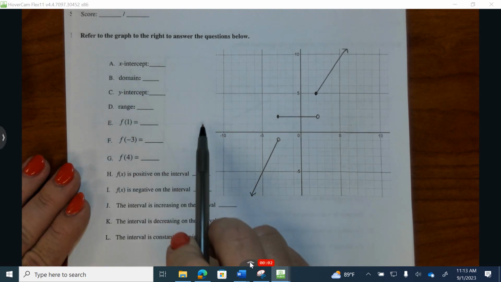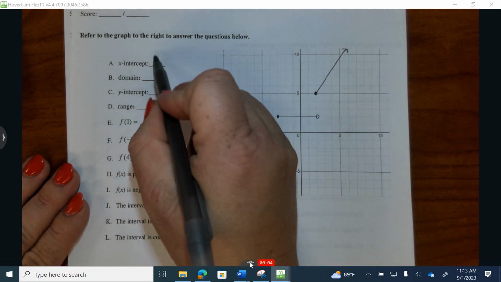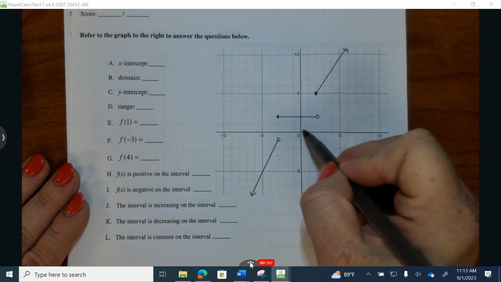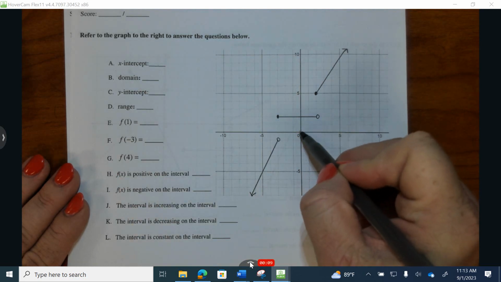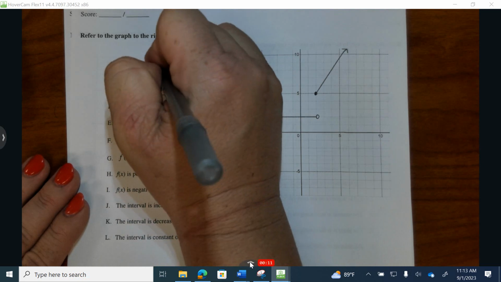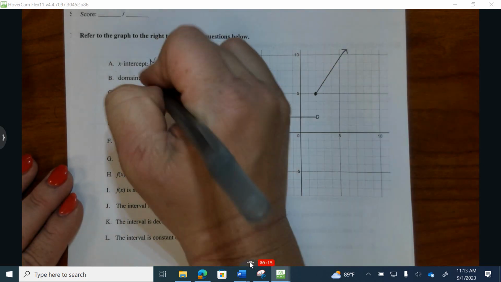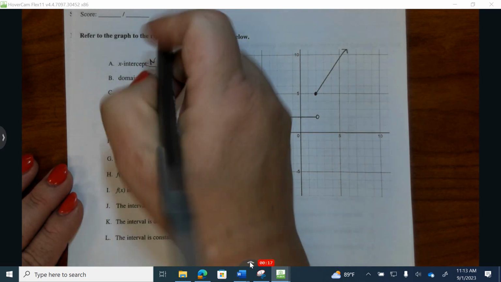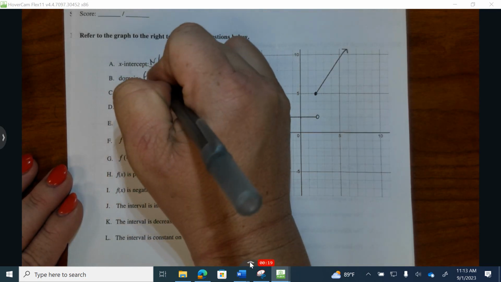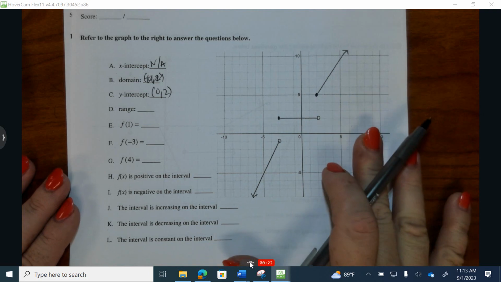X-intercept, for example, 3. There is no x-intercept, so don't write 0. That would mean that there is an x-intercept where x equals 0. Instead, we're going to put none or NA. We have one y-intercept of (0, 2). Remember that functions have at most one y-intercept.